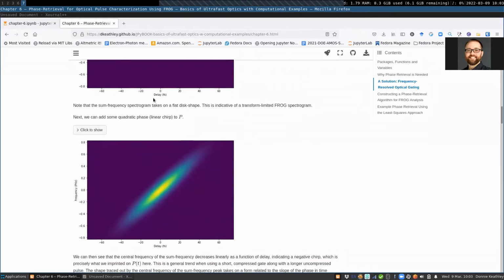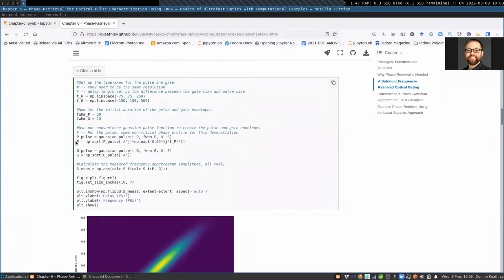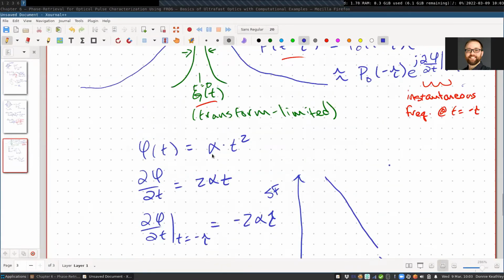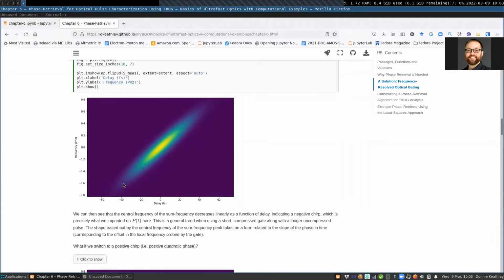Now let's go to the case where we have a quadratic phase. You can click into the code here, and if we look at the code that made this plot, you'll notice I take my pulse P and add a little bit of quadratic phase. In this case, my coefficient is negative. The alpha term that we showed here, I put in a negative alpha. So you'd expect to see a positive slope, and that's exactly what you see. The sum frequency term's central frequency goes up linearly when I put on a quadratic phase. That's really important.